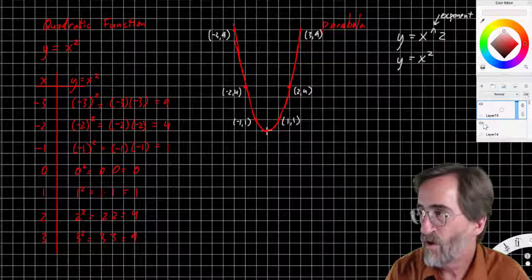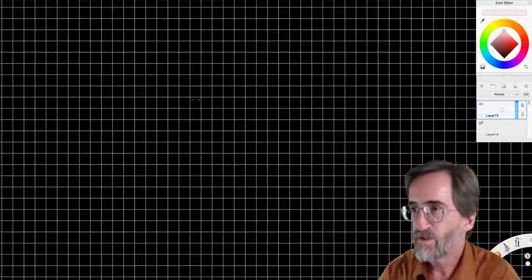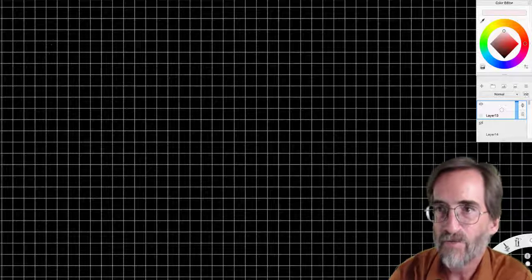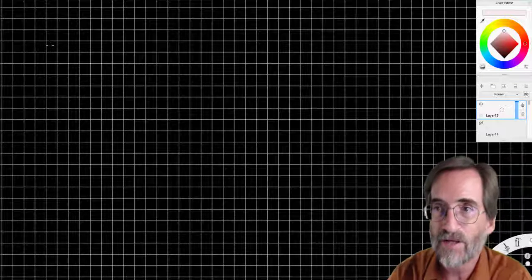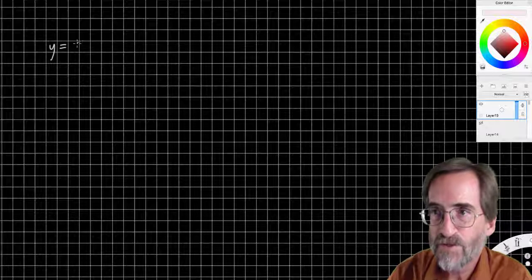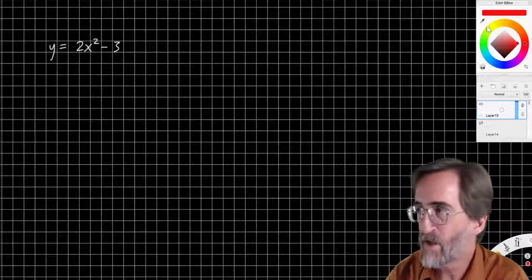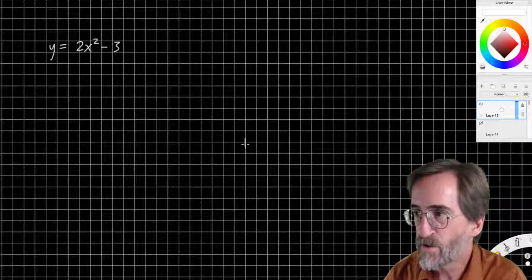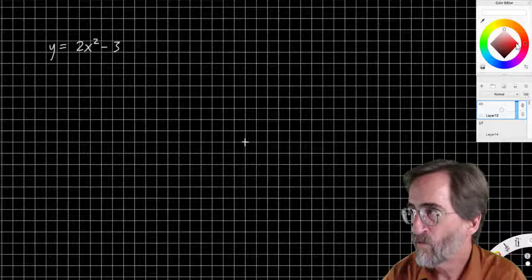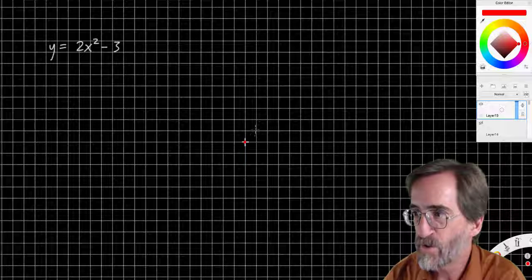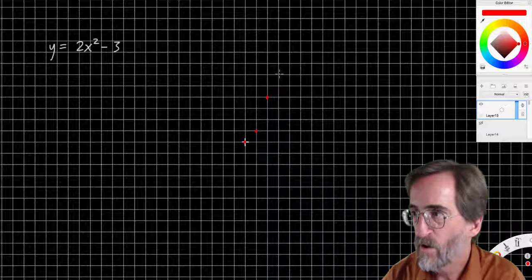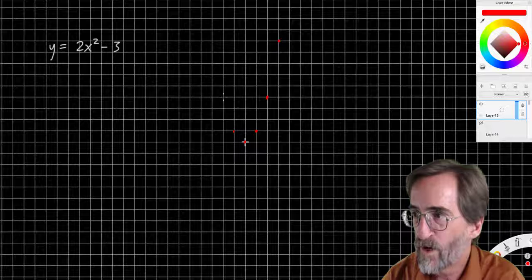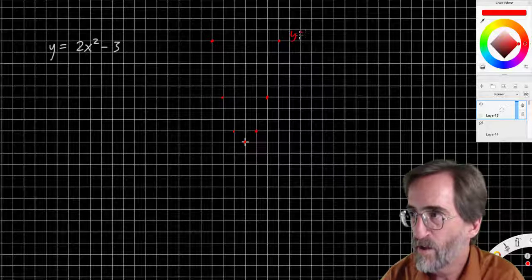Okay, one more example here. So here's how I kind of think it through in terms of my work if I had to do it by hand. Let's say I have y equals 2x squared minus 3. Now I could make a t-table, but let's start with the graph of y equals x squared. Remember our special numbers: 0, 1, 4, 9. This is the graph of y equals x squared.